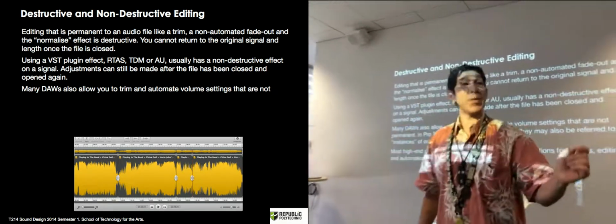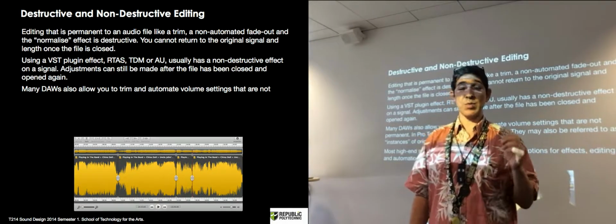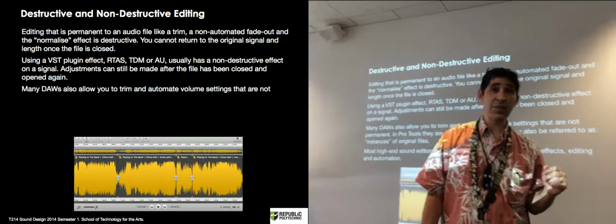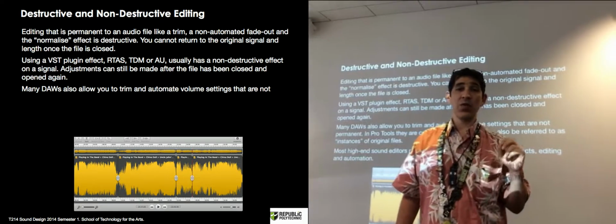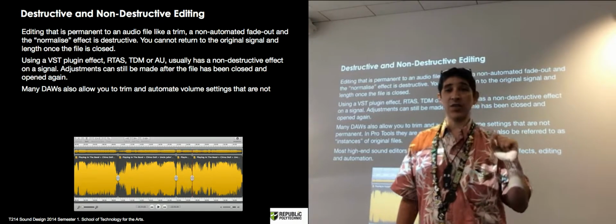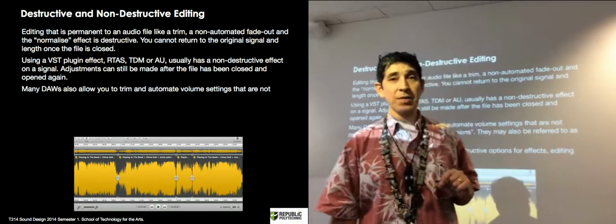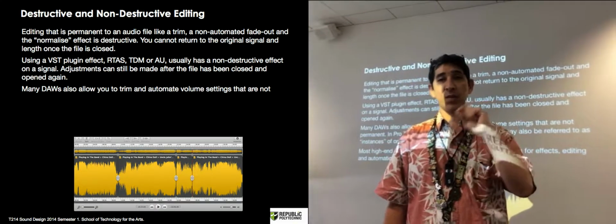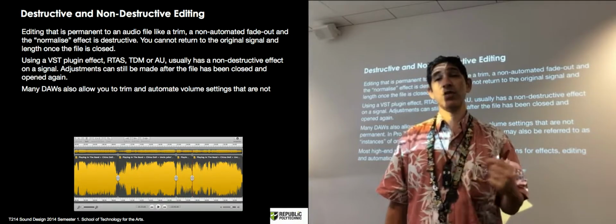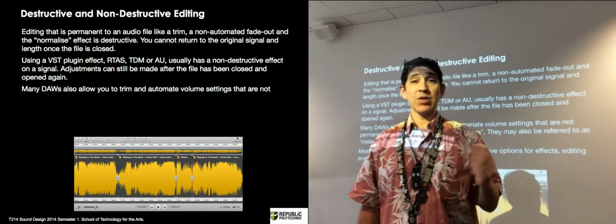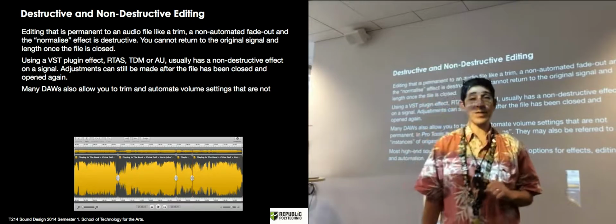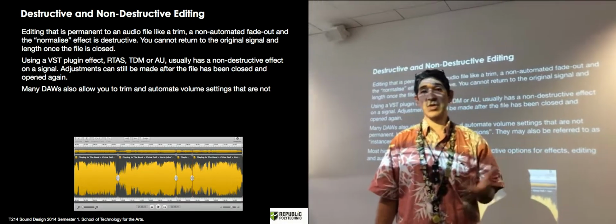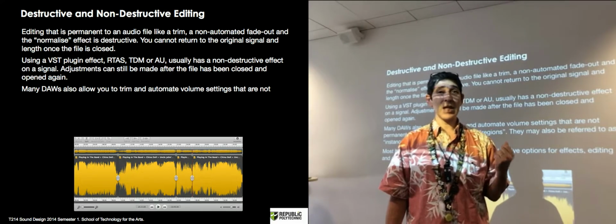First of all, you should make a habit of saving everything, especially before you do anything major. But these two types of editing are important. When you do any editing that is going to be permanent to an audio file, it can be destructive. You cannot return to the original file. So once you close the session, when you open it up, that's it. You're stuck with what you have, okay?